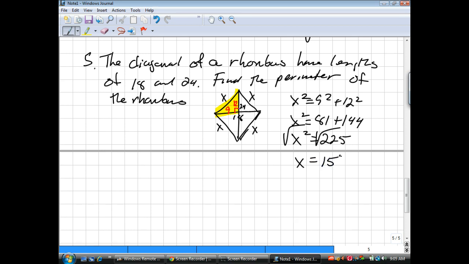Okay? But remember that the question is find the perimeter of the rhombus. Okay? So 4 times 15 equals 60. So the perimeter is 60 units.